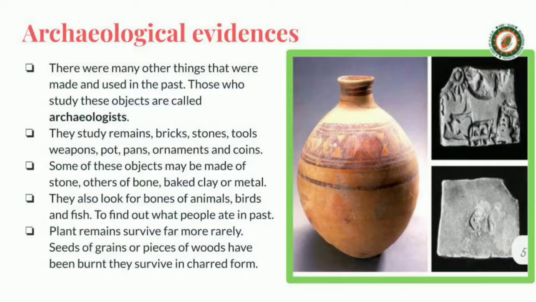They study remains such as bricks, stones, tools, weapons, pots, pans, ornaments and coins. Some of these objects may be made of stone, others of bone, baked clay or metal. They also look for bones of animals, birds and fish to find out what people ate in the past. Plant remains survive far more rarely, and seeds of grains or pieces of wood that have been burned survive in charred form. Archaeologists collect those burned remains of plants and animals. So these are the archaeological evidences.